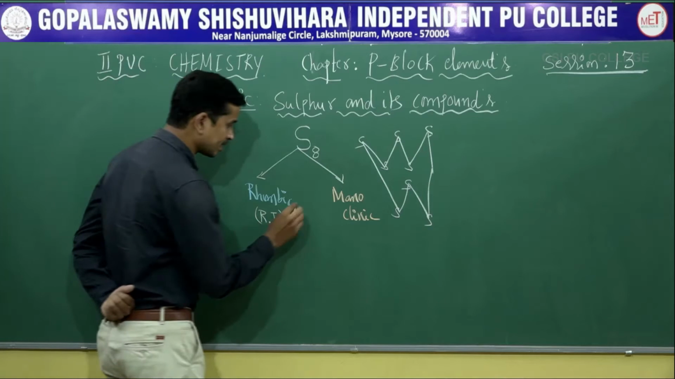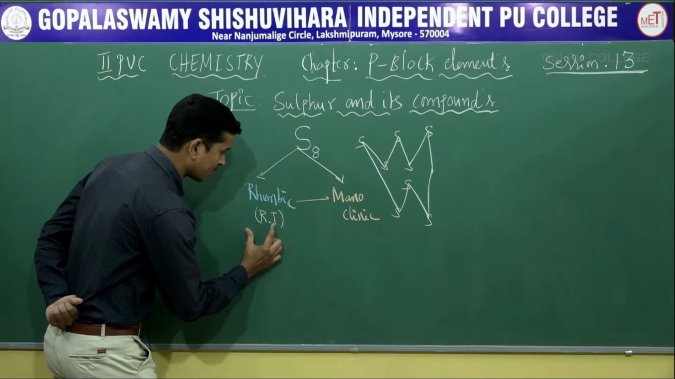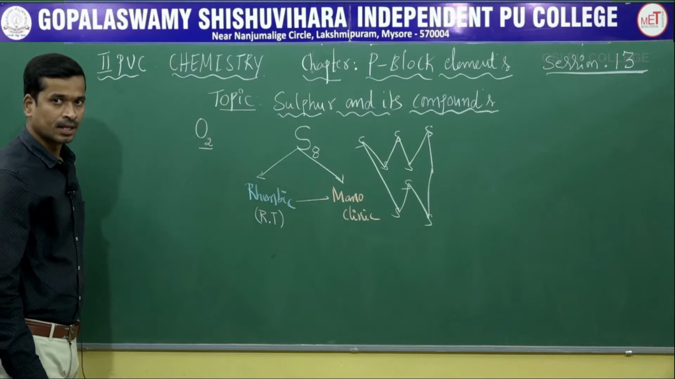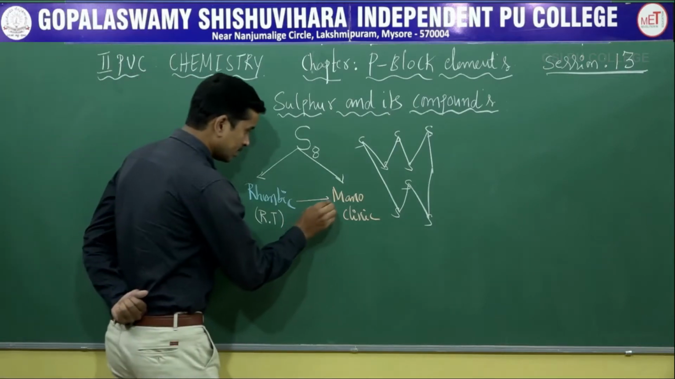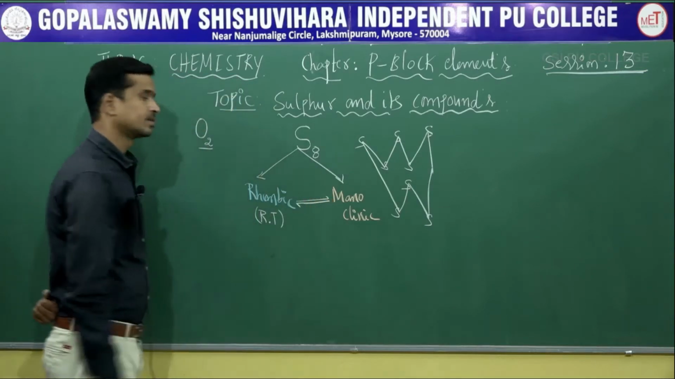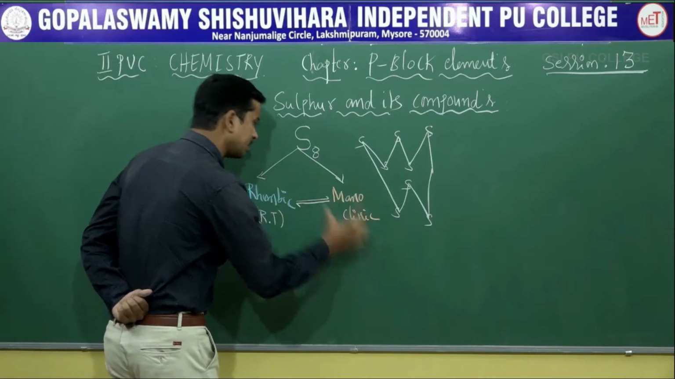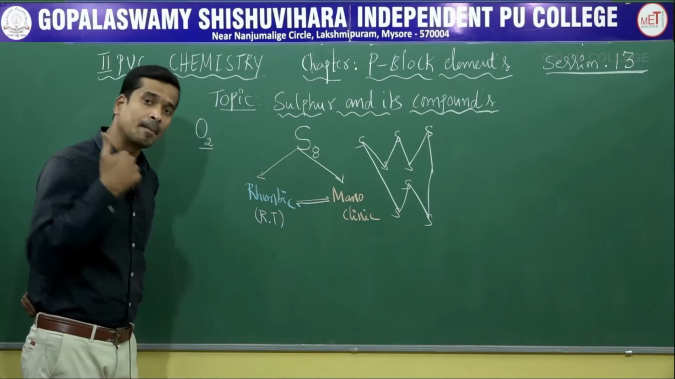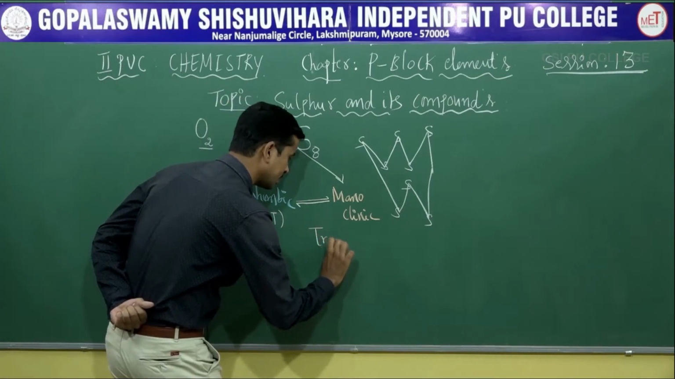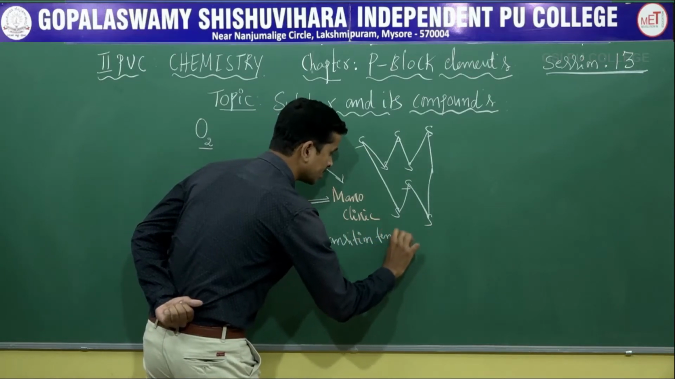As the temperature increases, rhombic sulfur is converted into monoclinic sulfur. This symbol you already know, that's the equilibrium. The temperature at which rhombic sulfur and monoclinic sulfur are in equilibrium is called the transition temperature.